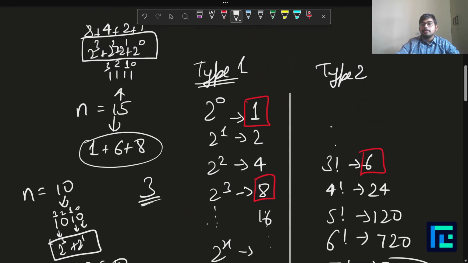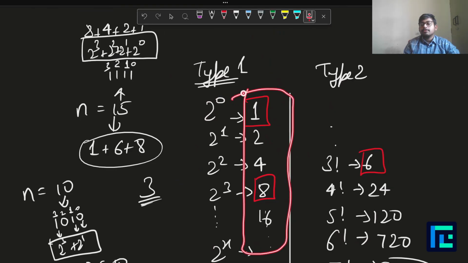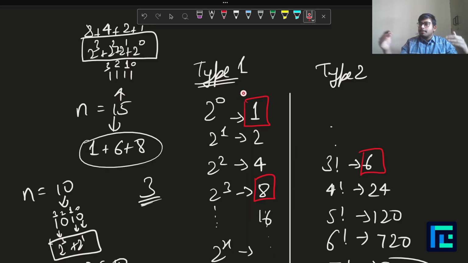So we just needed to divide these numbers into two types, and for the first type we needed to observe that if we want to form a number using powers of 2, the binary representation is that only. The number of set bits in the binary representation would be our answer.